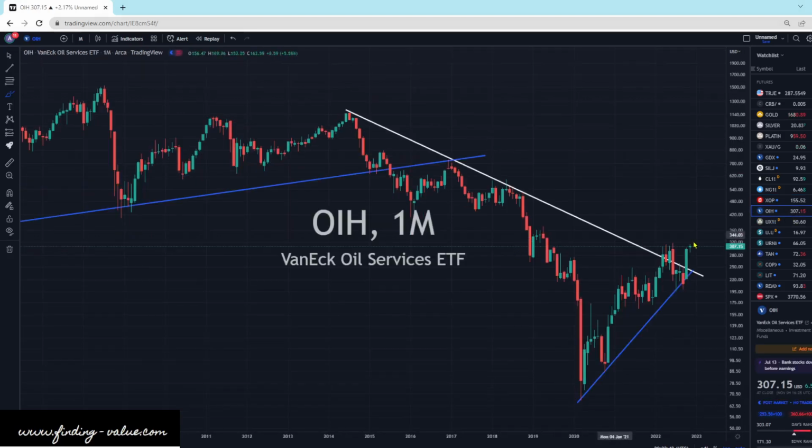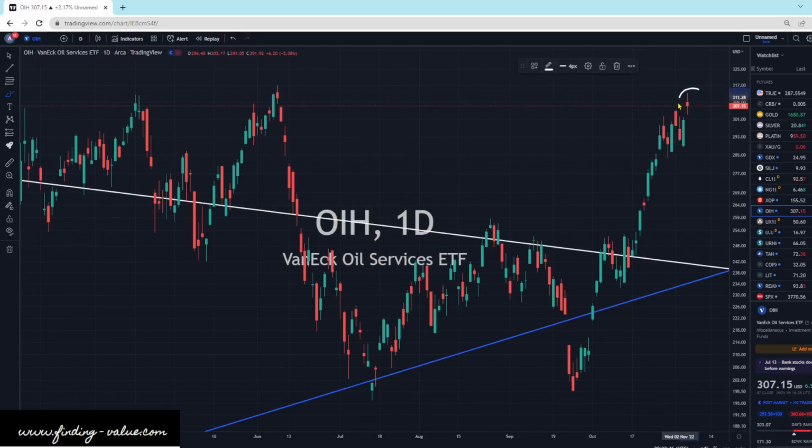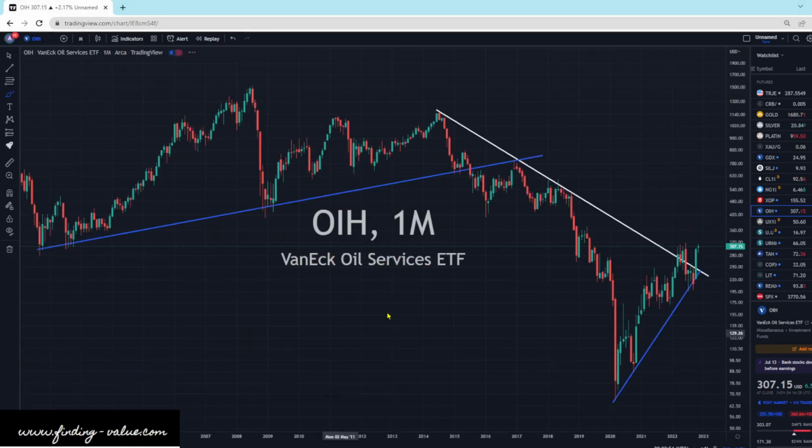OIH also breaking higher today, 2.17%. Not as much momentum as I thought it would have, given the size of the move in crude and natural gas. But we do have some resistance coming through here. We've still got to get through it. It's probably some sellers out there. And I don't know why you'd be selling at this price, but you know what? It is what it is.